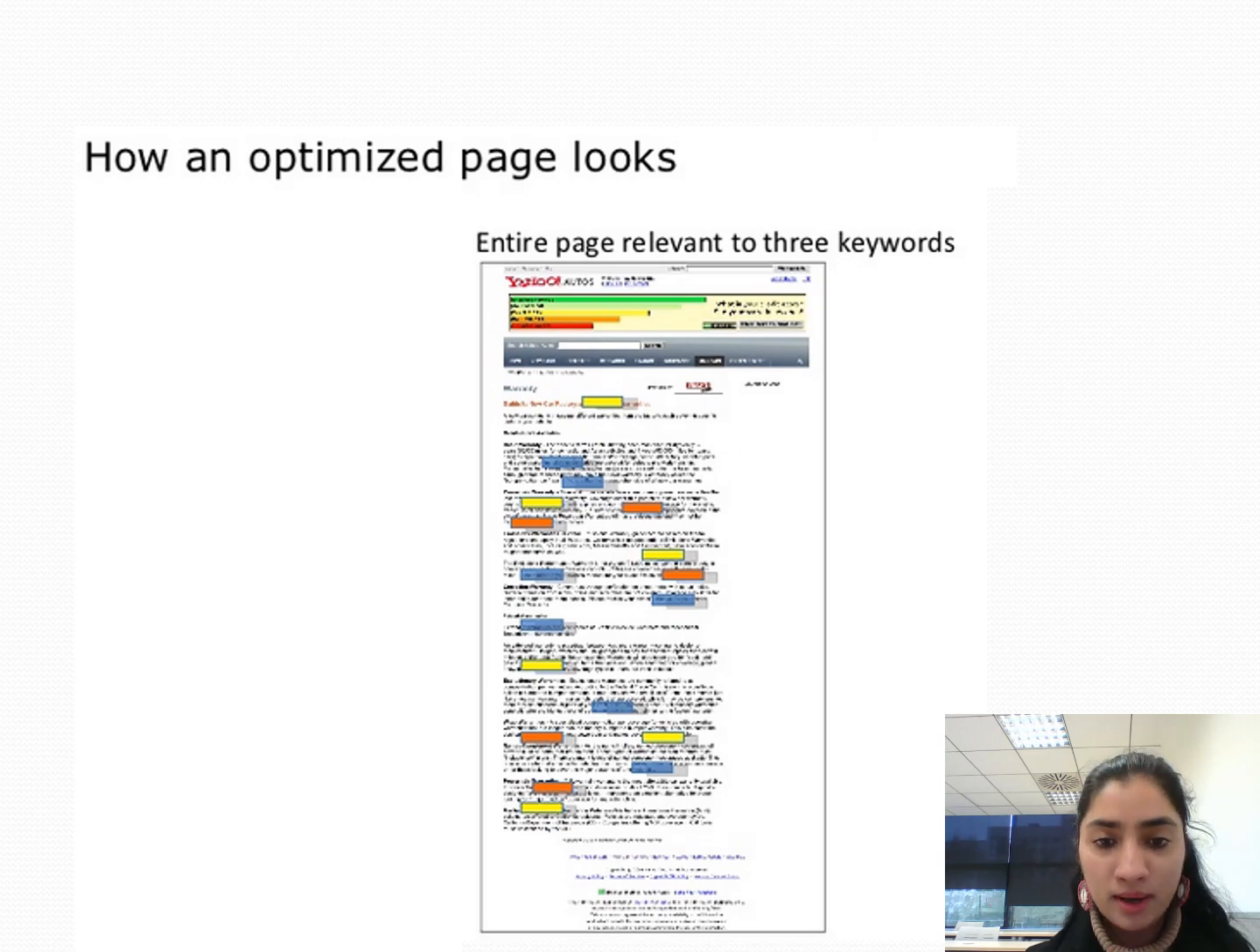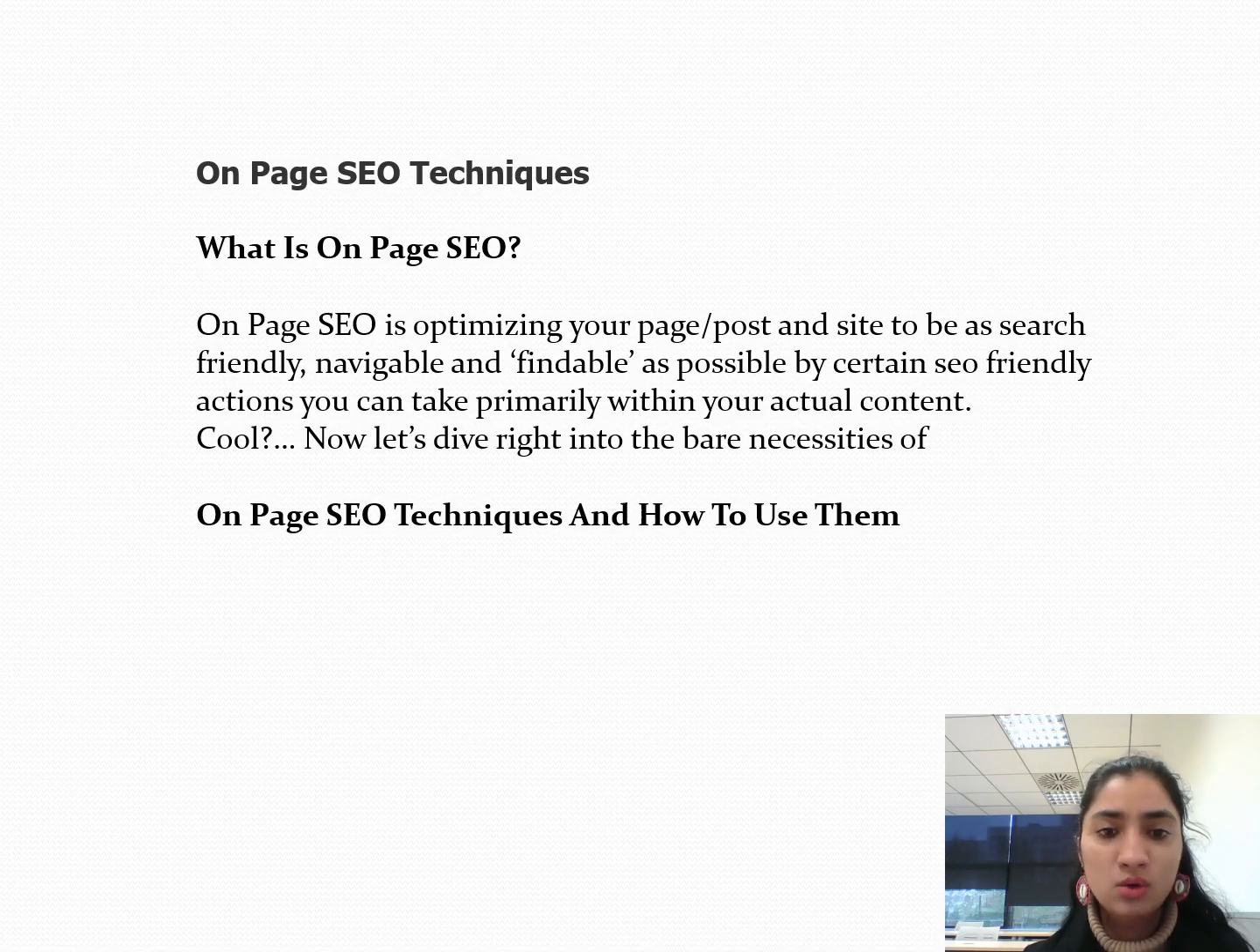So what does an optimized page look like? These are the keywords, and above you can see which keywords have how much volume, and this is how an optimized page would look.